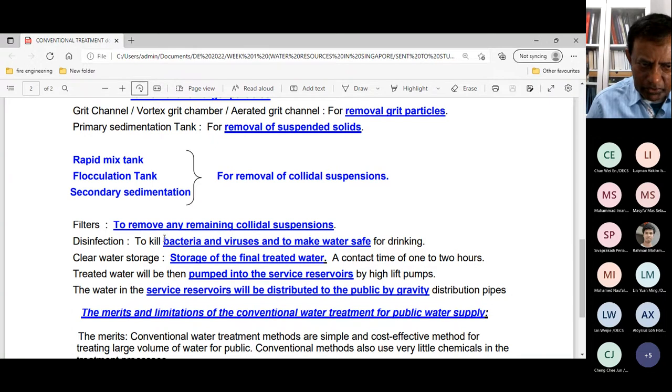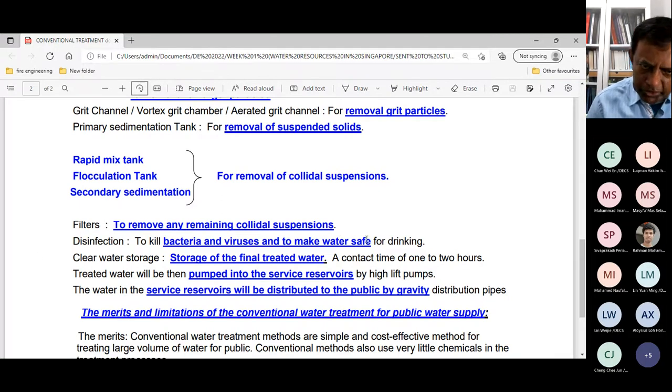Disinfection is to kill the bacteria and virus and to make the water safe for drinking. Disinfection means chlorine or chloramine or ozone or ultraviolet ray, or it can be chlorine dioxide, any one of those. When you add it to the water, you are able to kill the bacteria and viruses and make the water safe for consumption.